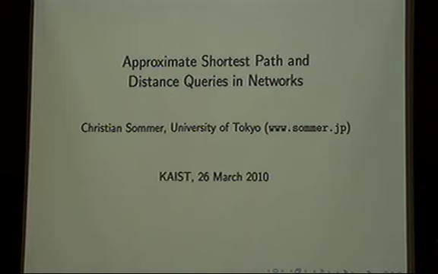It's on approximate shortest path and distance queries in networks, so I will assume some graph theory knowledge. Just interrupt me if you have some questions. So the outline of the talk is going to be the following. I will try to introduce the problem by motivating why it should be interesting for many people, and then I will give 3 results and conclude.